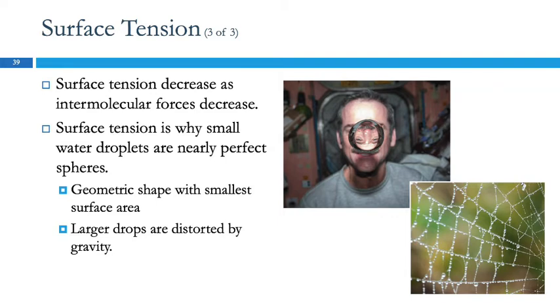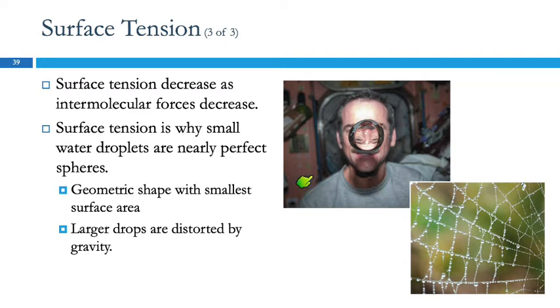So the surface tension depends on the strength of those intermolecular forces, right? So if the intermolecular forces are weak, then the surface tension will be less. If the forces are strong, the surface tension will be greater. And surface tension is why water will tend to form a perfect sphere, because a sphere is the shape in which the surface area to volume ratio is the smallest.